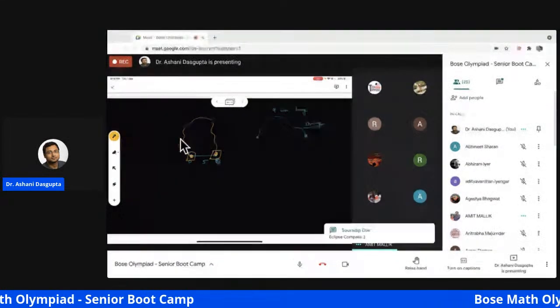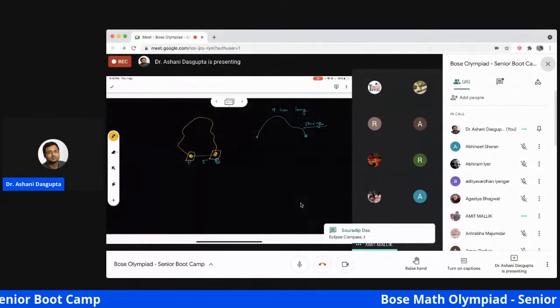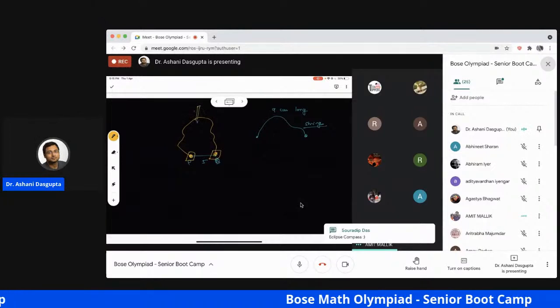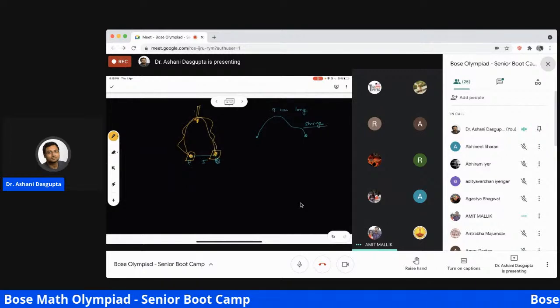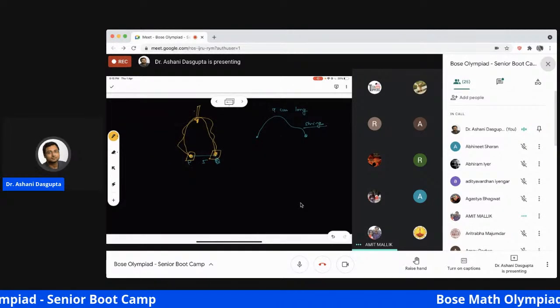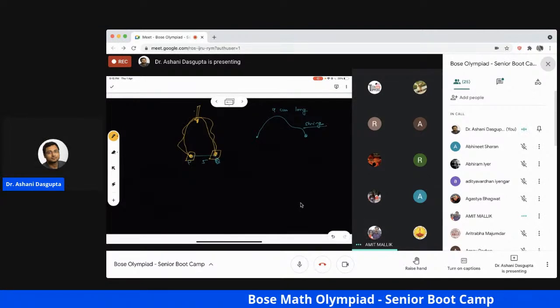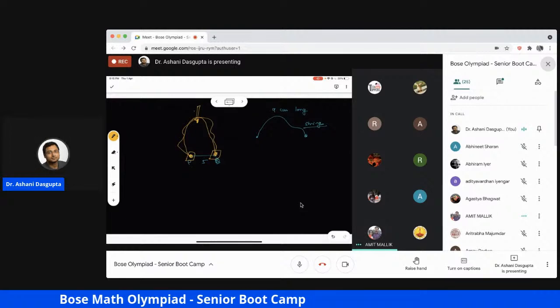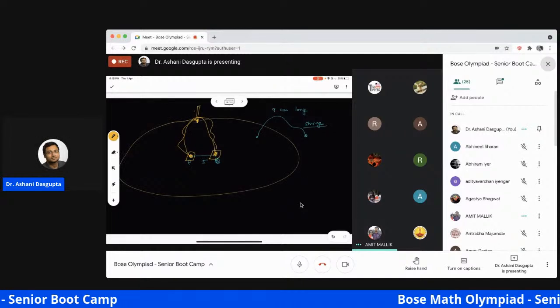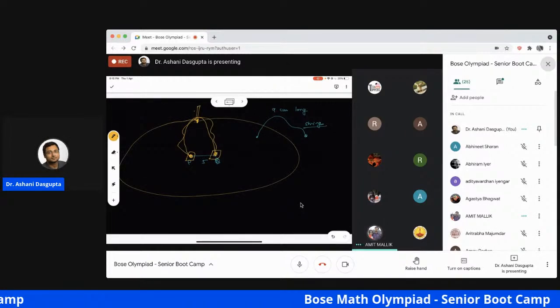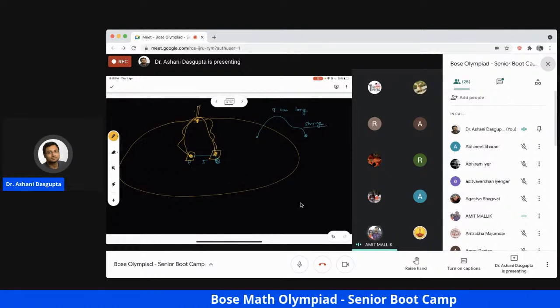Okay, so once you do that, you take a pencil and stretch this thing and try moving the pencil, making markings on the paper. If you can do it correctly, then you will be able to see that this will trace out an ellipse like this. So this is an example of a locus problem.